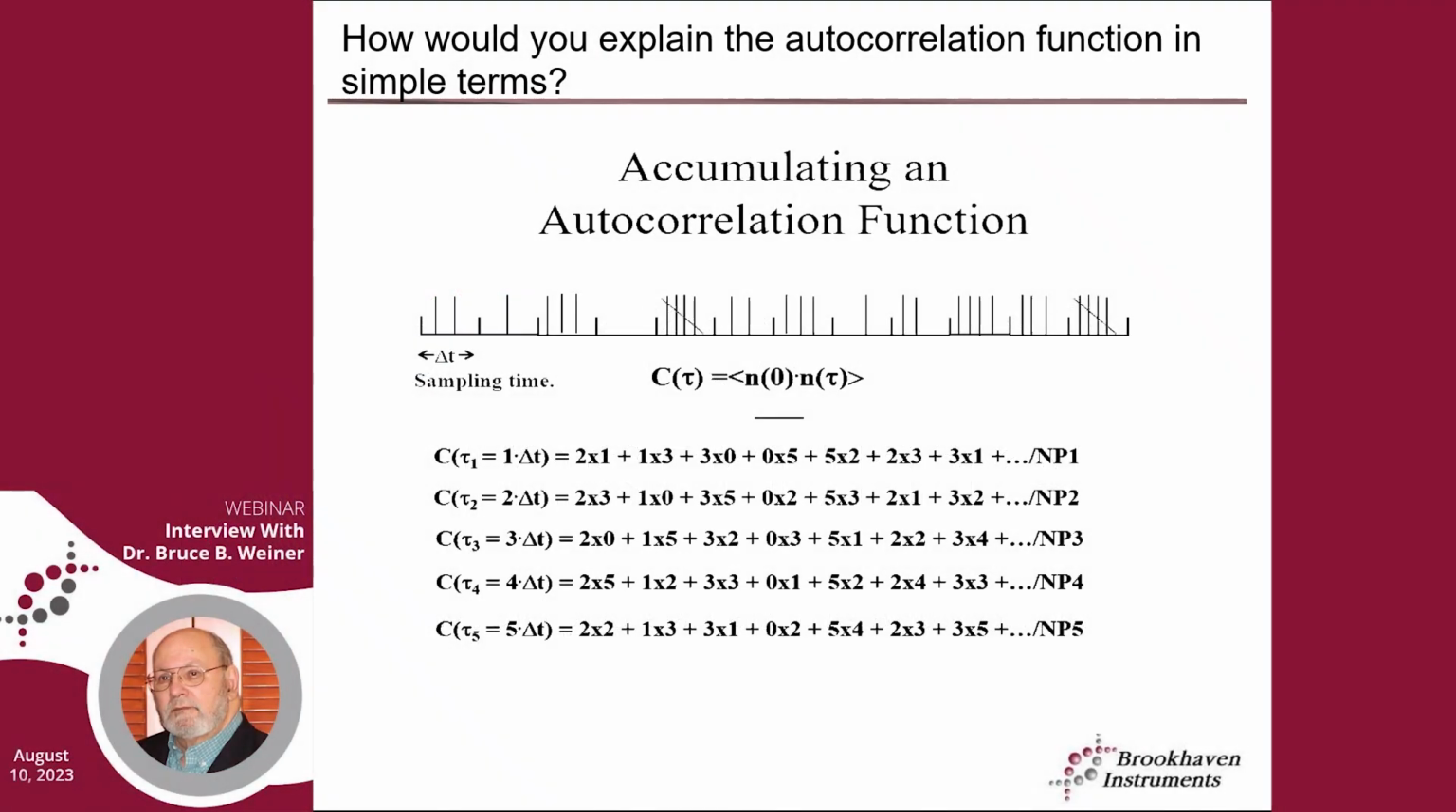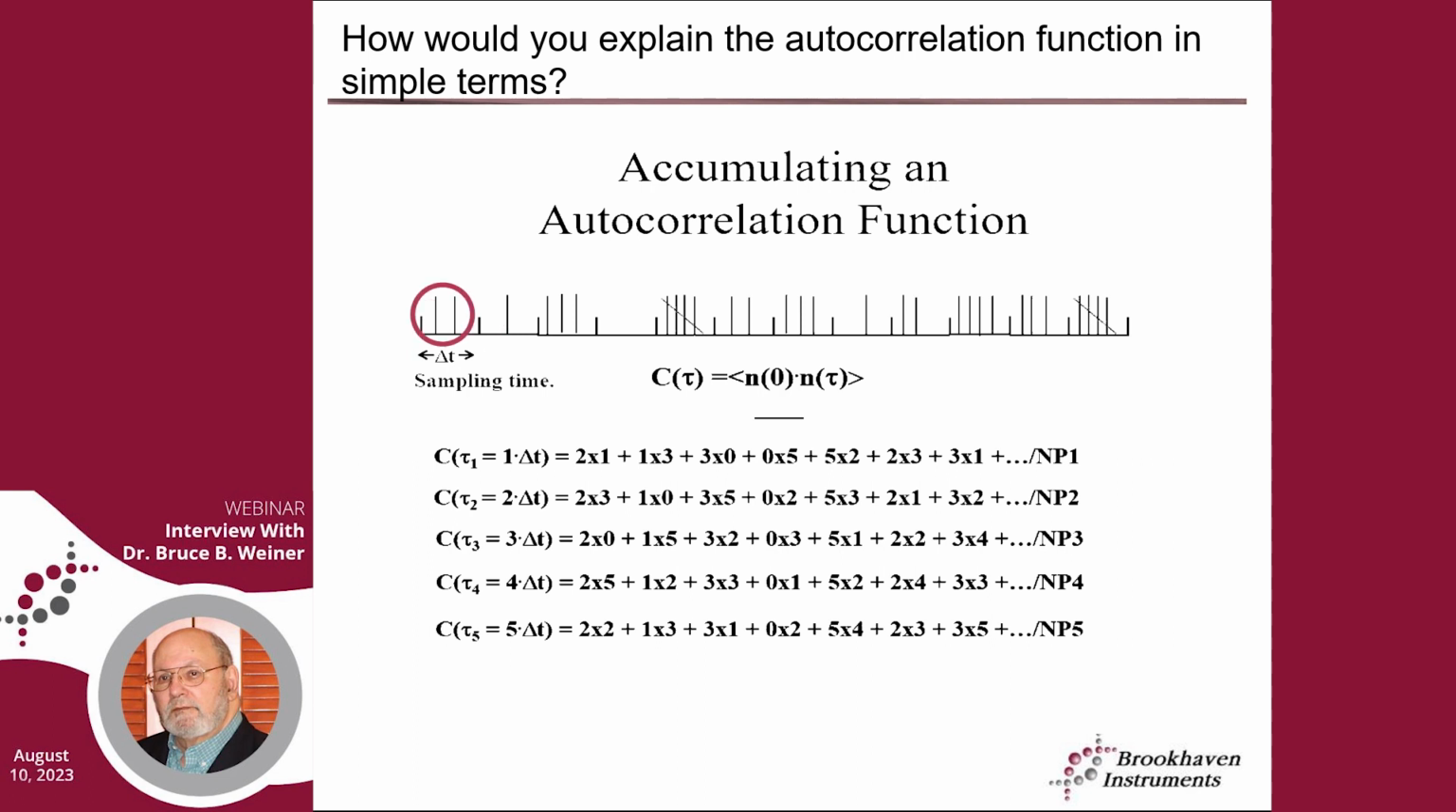This is the easiest way I found to describe what a correlation function is and how it's accumulated. You actually accumulate an autocorrelation function. The horizontal line is time, and then we divide it up into equal spaced time, called the sampling time or bin time. And you see the small hash marks, say they're all 5 microseconds apart. And then you start to look at the fluctuating light.